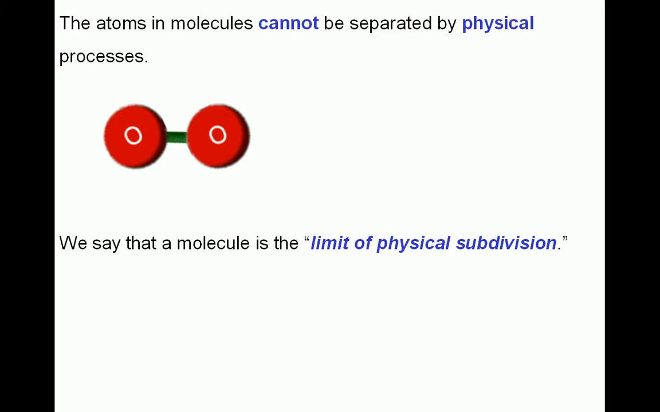So the atoms that are in molecules, as we mentioned before, cannot be separated by physical processes. This is a chemical bond that is joining these atoms and can only be broken by chemical processes. So for this reason, we say that a molecule is the limit of physical subdivision.